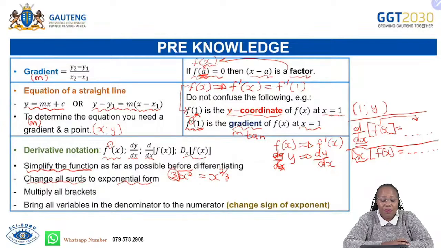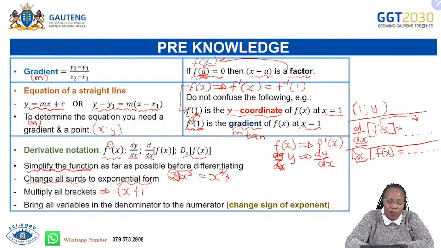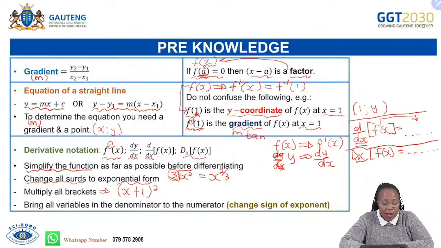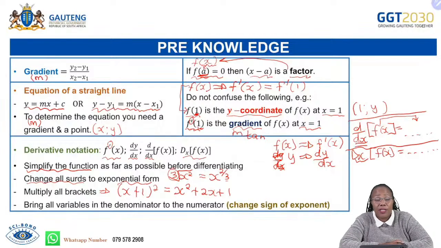And then you multiply all the brackets. For an example, if we are given your f at x as x plus 1, but now this bracket is squared. You can't derive this, grade 12. You must start first by multiplying the brackets out. So we'll end up with what, grade 12? The x squared plus 2x plus 1. It is only then that we can derive this function.